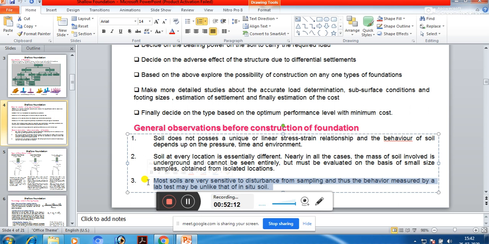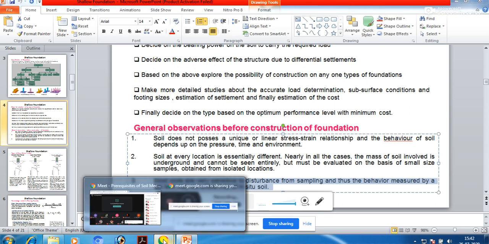Okay. So you have learned about the standard penetration test in your 4th semester course. Standard penetration test, anyone? Hello. Yes, sir. Standard penetration. Yes, sir, a little bit.